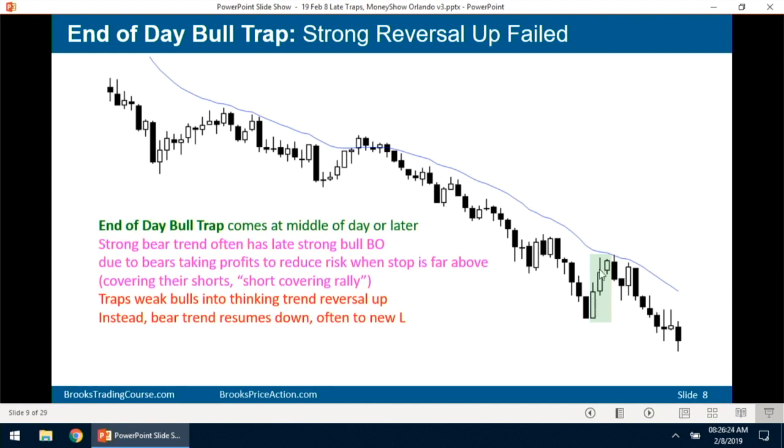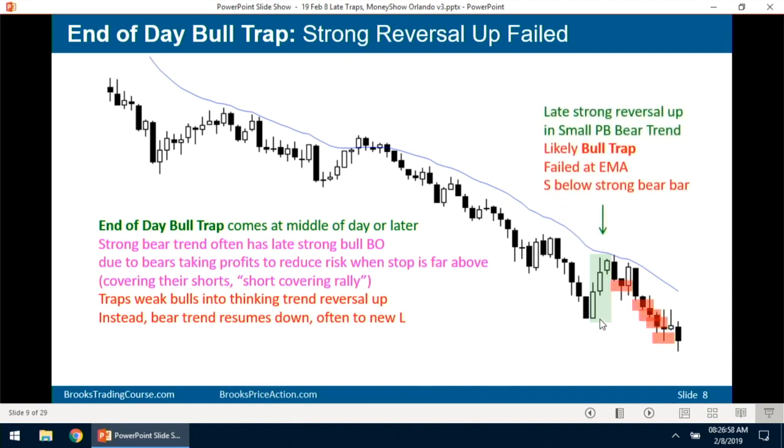Again, this is a short covering rally. Anytime you see a bear trend that becomes a bull trend, it always begins with short covering. So every bull trend begins with short covering. Profit taking by the bears, and if the profit taking is aggressive enough, if the bears are deciding that this is the end of the sell-off, they'll buy back their shorts aggressively. Bulls will see that and they'll buy as well, and you can get a reversal. But most of the time, a short covering rally is going to be a trap, and the trend is going to continue down.